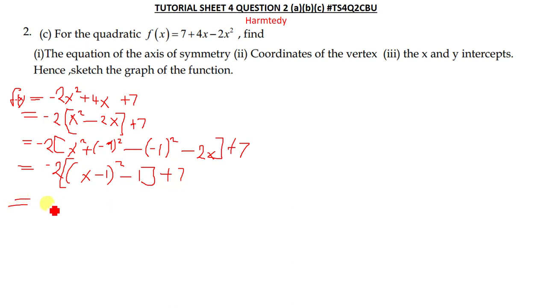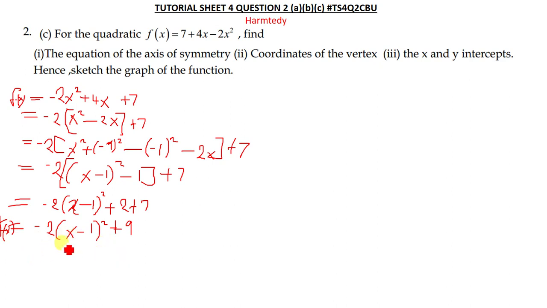So this will give us, when you open the brackets by multiplying with -2 there, we are going to have something like this. This is x minus 1, then plus 2 plus 7. So here we have -2, then have x minus 1 squared plus 9. So this is f of x.